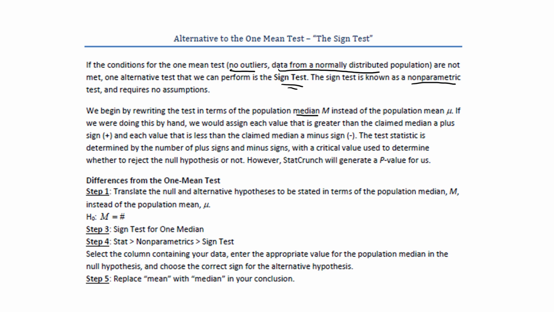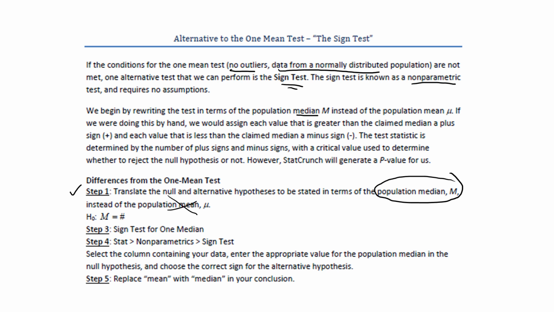However, we're going to do this in StatCrunch, and it's going to generate a p-value for us just like the one mean test. Let's talk about the differences from writing up the one mean test. First, in step 1, the null and alternative hypotheses need to be stated in terms of the population median, M, and not the population mean, mu.